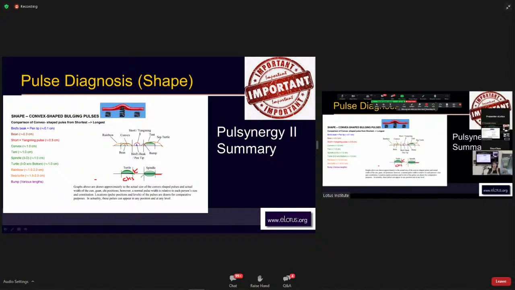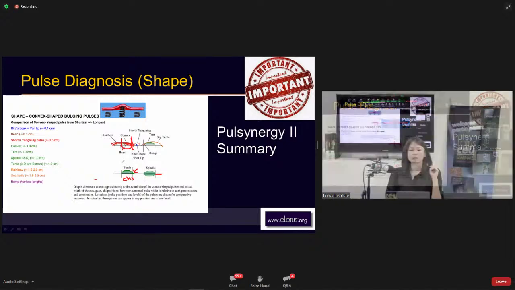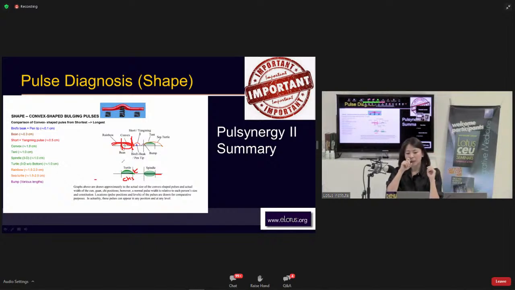Okay, so if it spills beyond the position, like this one, see this rainbow one is way bigger than its position, which is the 寸. 寸 is like from here to here, right? But this pulse is way beyond. That means this pulse you can feel up here too, not just in the 寸 position. You can feel it up here, distal to the wrist, or a little bit distal to the wrist, maybe not that far.